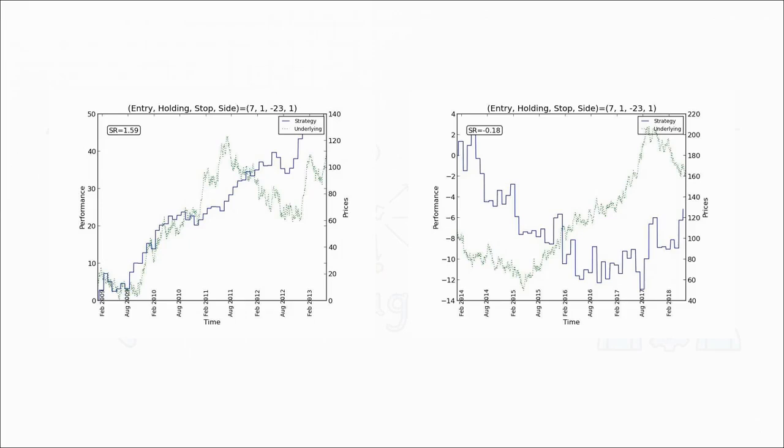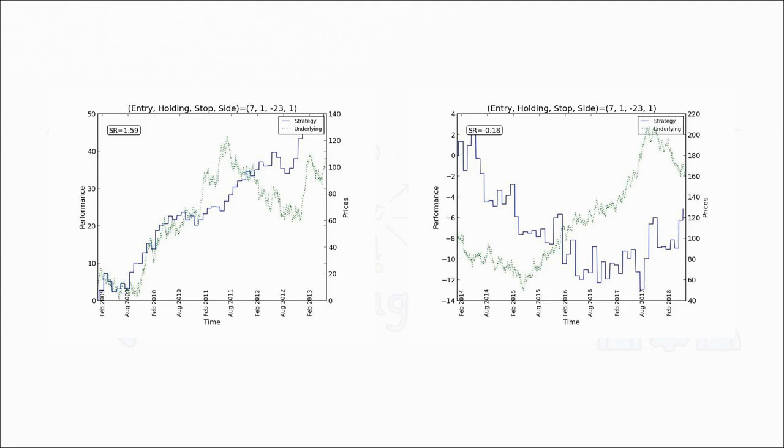Take a look at the in-sample historical backtests here on the left. By tweaking parameters like the entry day, the holding period, and the stop loss, researchers basically built an optimal strategy with this beautiful, steady upward climb and an incredibly strong Sharpe ratio of 1.59. I mean, it looks like a literal money printing machine.